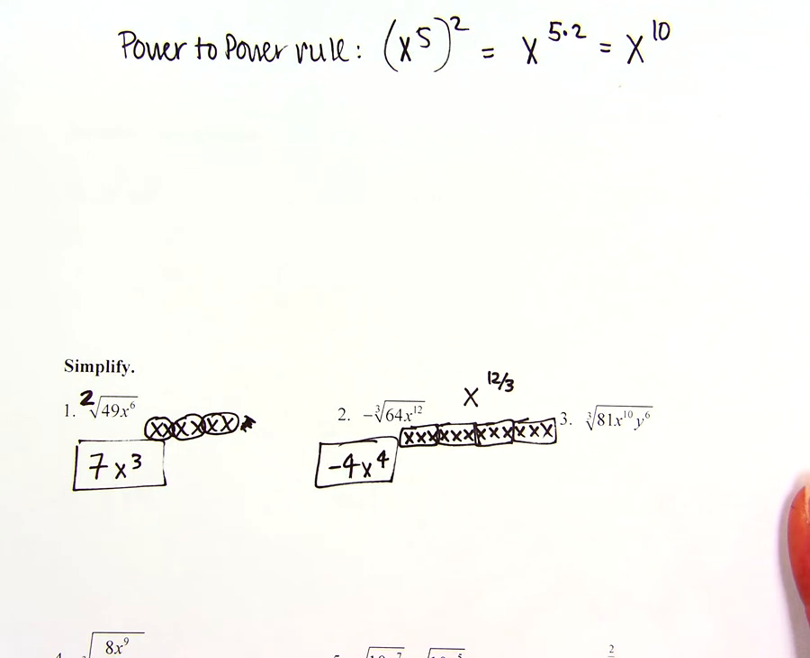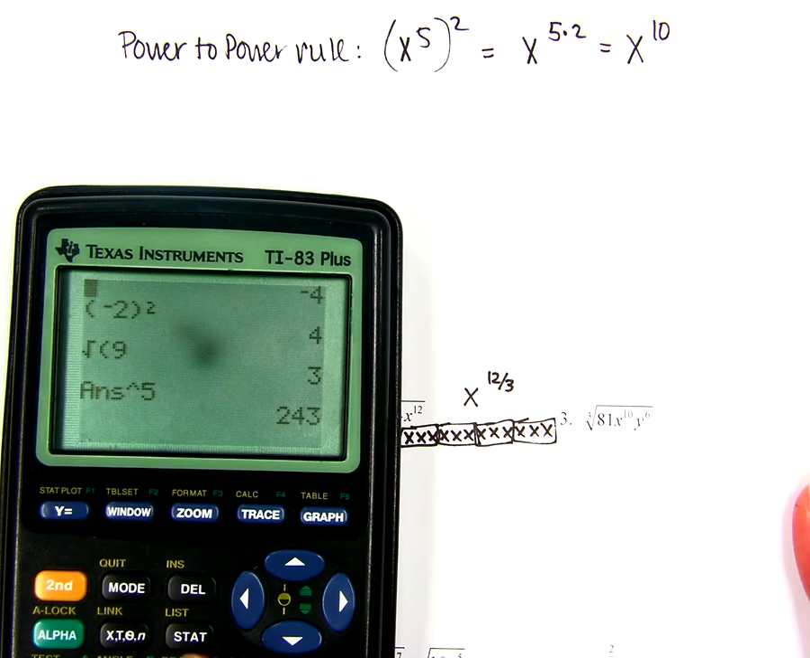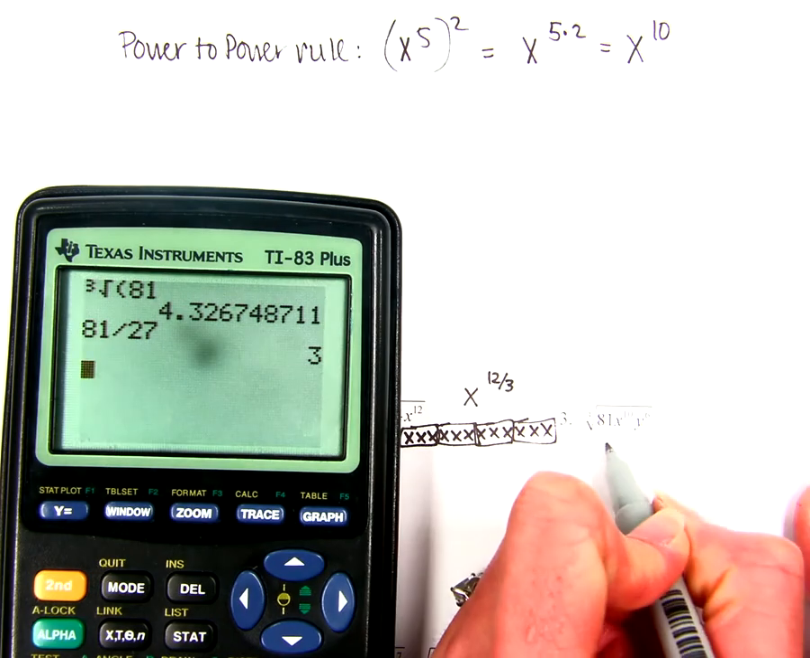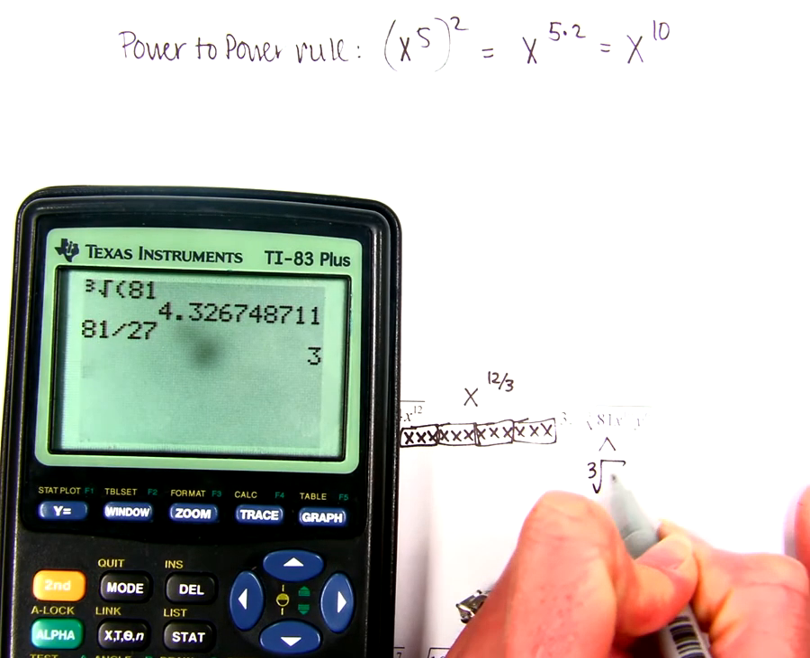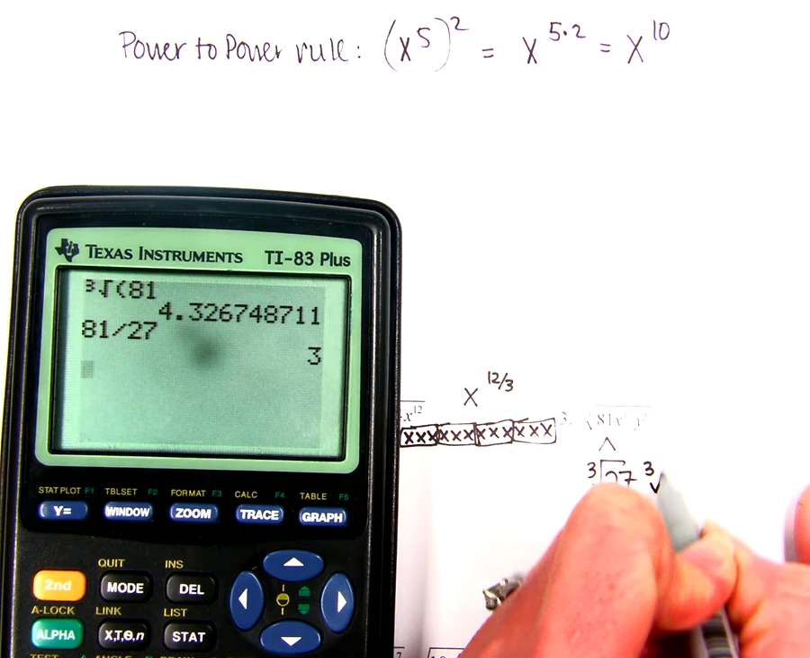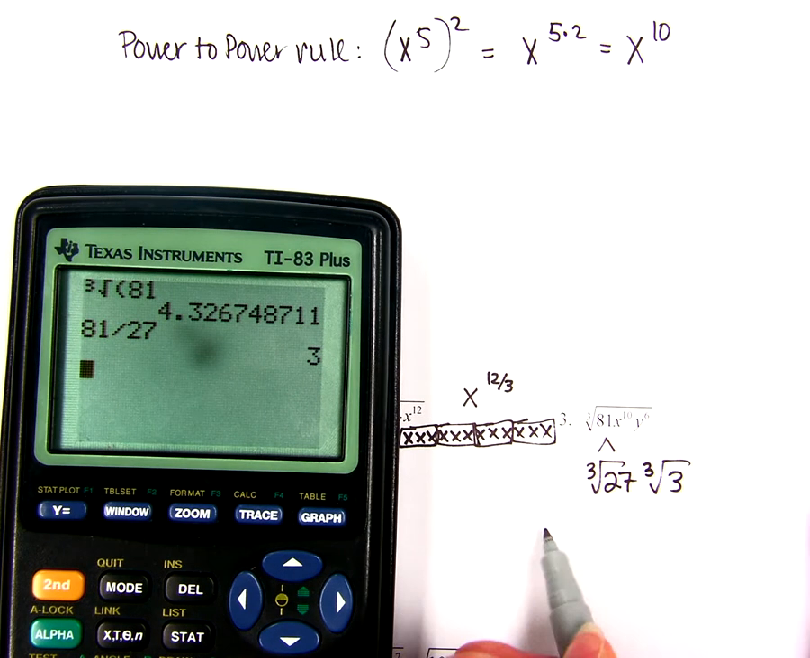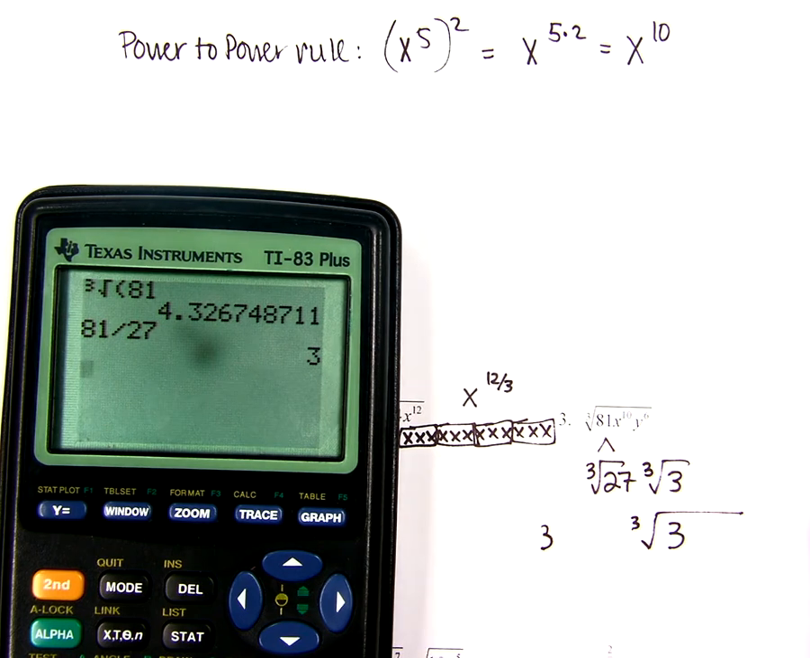All right, for problem number 3, we've got the cube root of 81. Now, the cube root of 81, that doesn't give us an integer. So we're going to have to figure out, is there a perfect cube that goes into 81? And a perfect cube that goes into 81 is 27. So this could be rewritten as the cube root of 27 and the cube root of 3. The cube root of 27 is 3, and then left over inside the radical is 3.